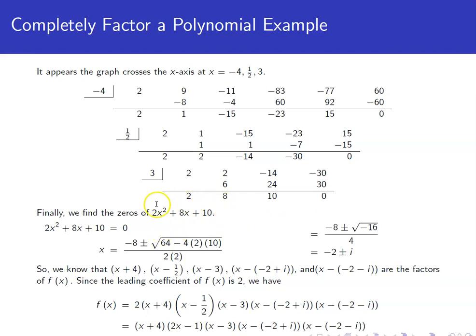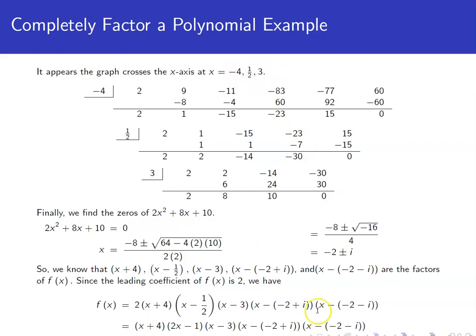So finally, we're going to find the zeros of this 2x squared plus 8x plus 10. So we set it equal to 0. It doesn't factor nicely, so we'll use the quadratic formula. I could have also divided both sides by 2 to start with, but that doesn't really matter in the context of the problem. -b, so -8, plus or minus the square root of 8 squared minus 4 times 2 times 10, all over 2 times 2. Underneath, the radical simplifies to -16, so you get -8 plus or minus 4i. Factor out a 4 and cancel, and you'll get down to -2 plus or minus i.